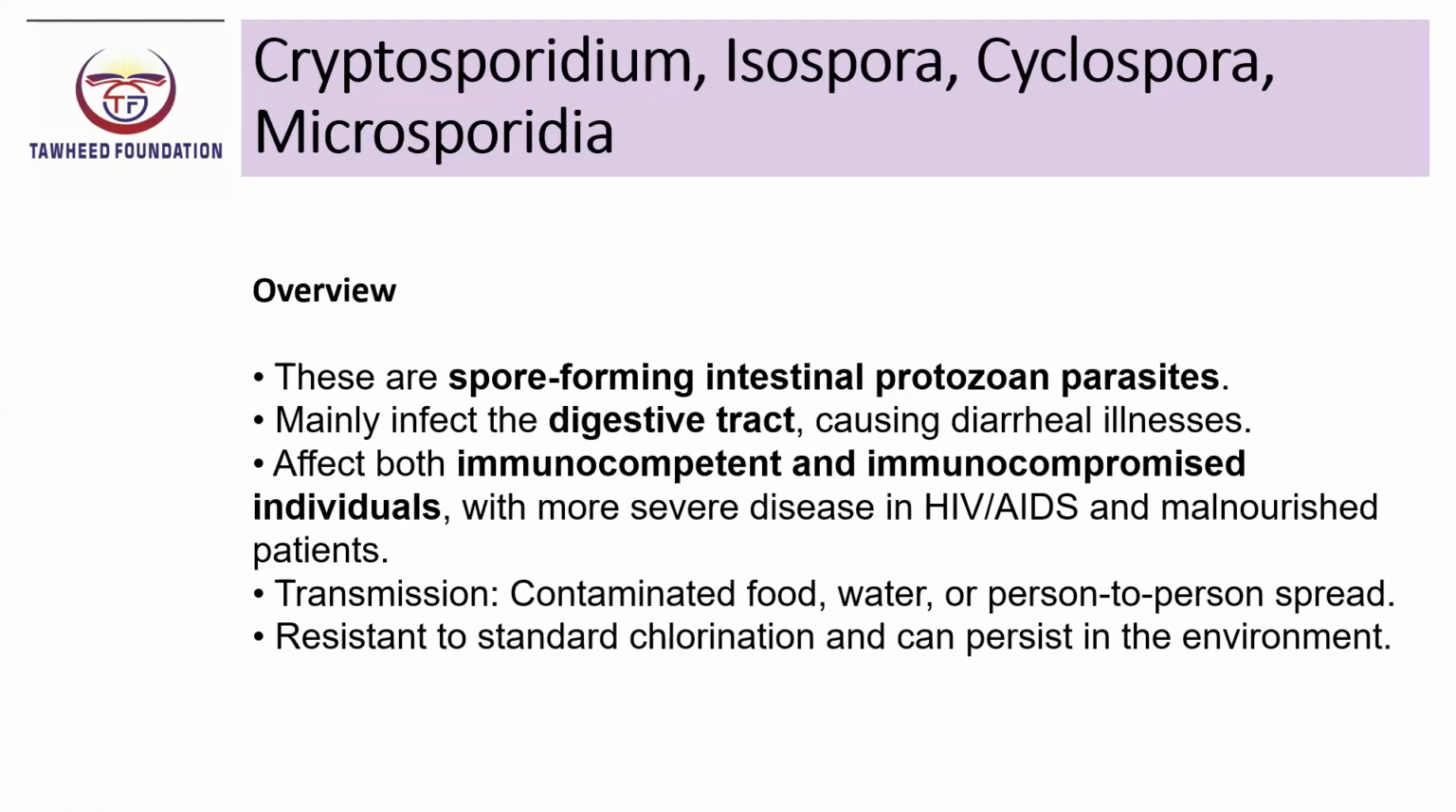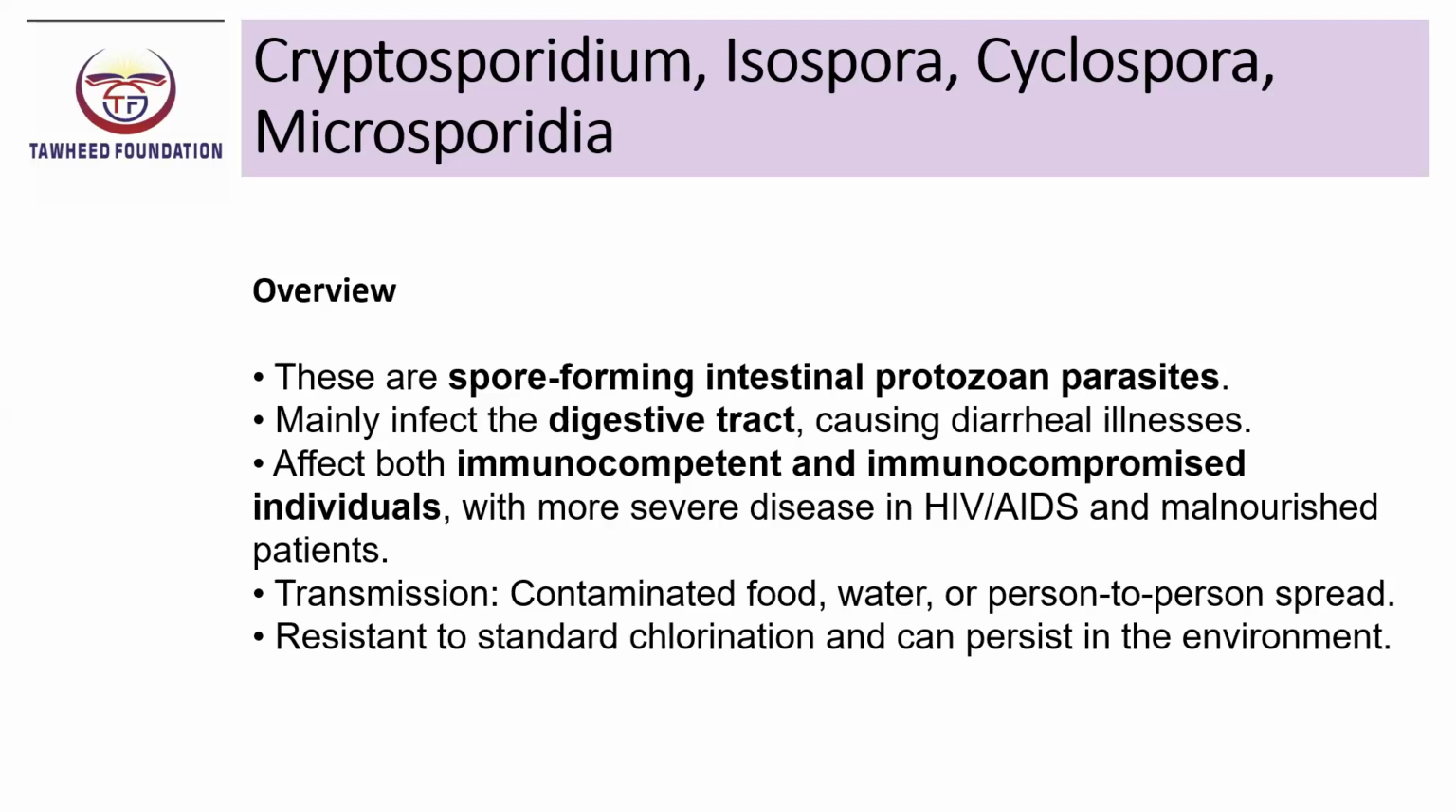It will affect both immunocompetent as well as immunocompromised individuals, with more severe disease in patients having AIDS and HIV, as well as malnourished patients. Transmission is through contaminated food, water, or person to person spread. It is resistant to standard chlorination and can persist in the environment.